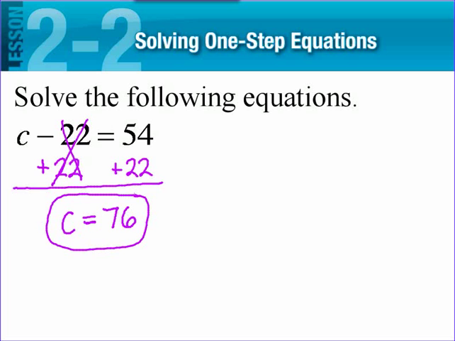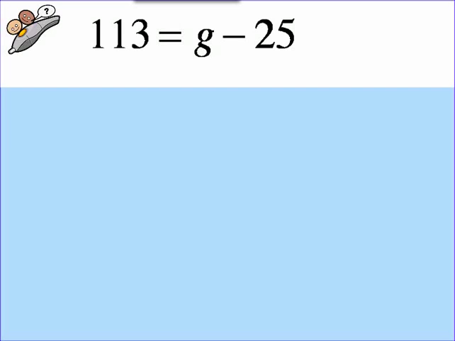Now, one of the things you could do is you could actually check your work, and you could plug 76 in for C in the original problem and see if 76 minus 22 does in fact equal 54. And it does. And so it does in fact check. And so with that in mind, I want you to go ahead and solve the following. 113 equals G minus 25.